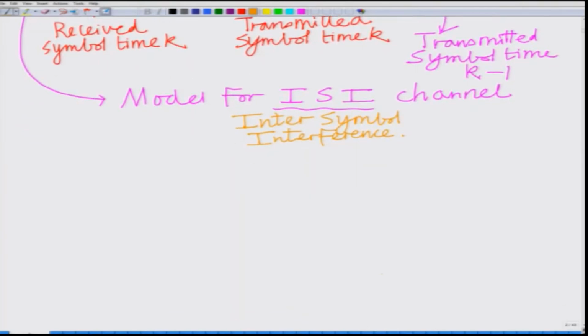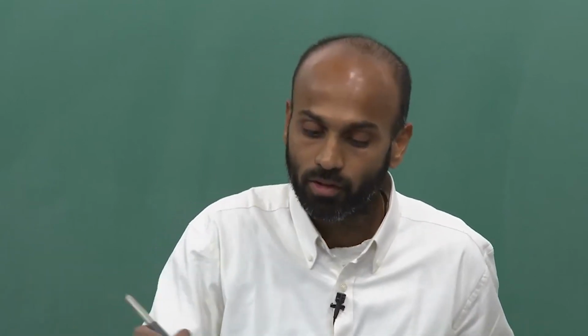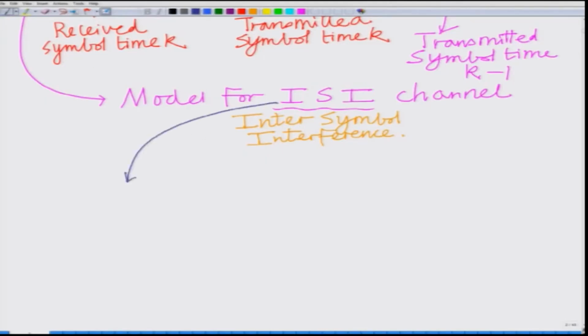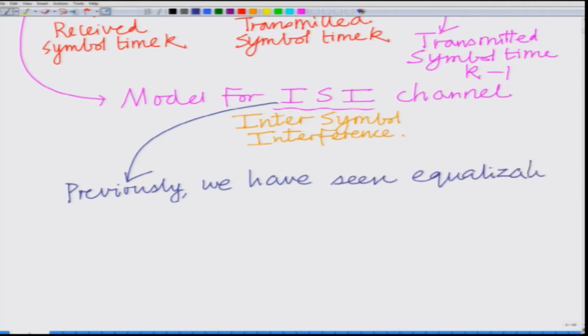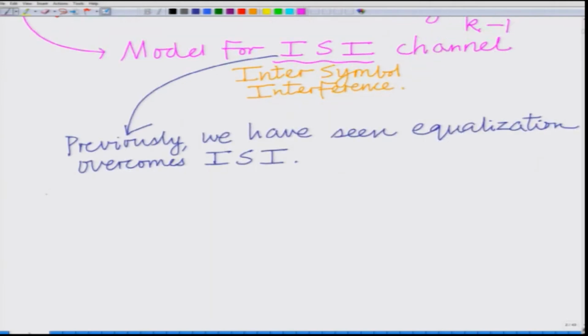Previously we have seen that equalization is a technology to overcome intersymbol interference. Now OFDM is another technology which can overcome this intersymbol interference, and very efficiently. We have seen equalization overcomes ISI, and OFDM is another technology to overcome ISI even more efficiently, meaning lower computational complexity, so that it is easier to implement.